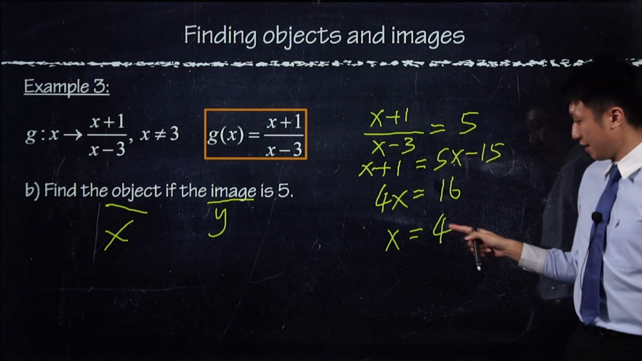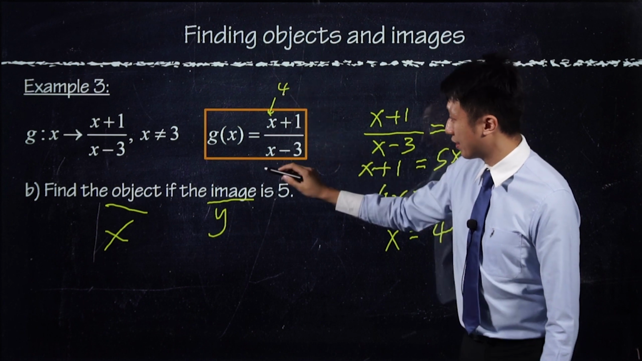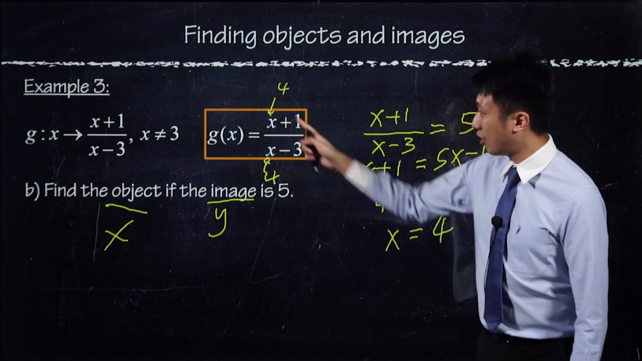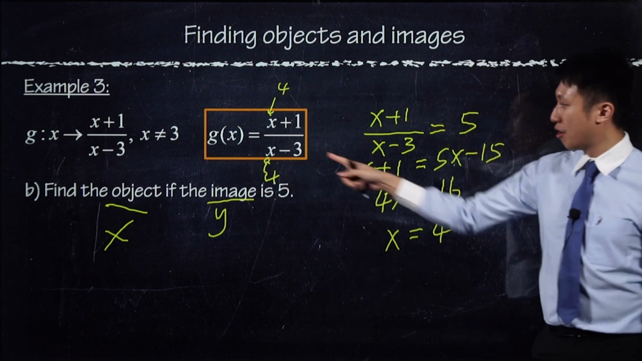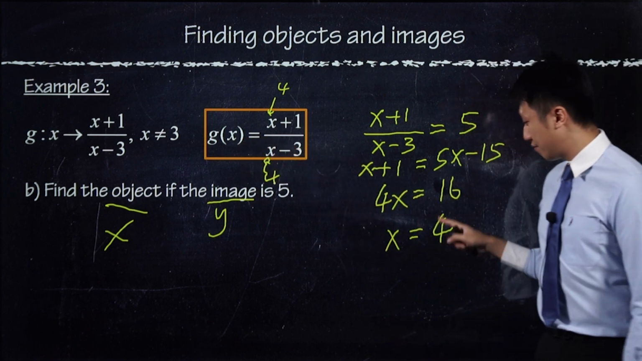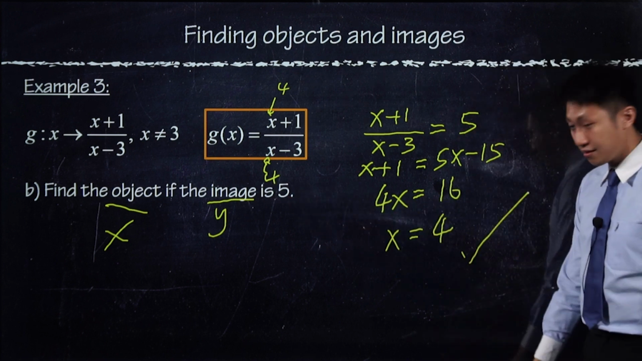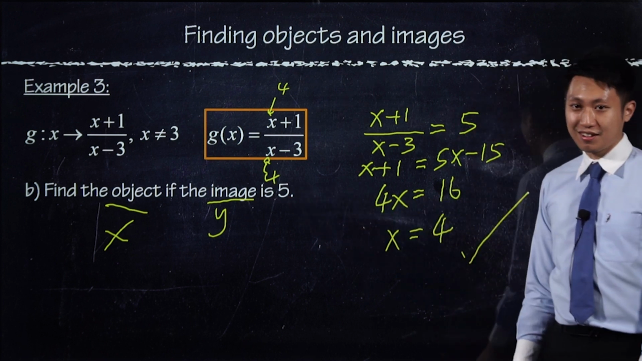Okay, let's try it. 4, you substitute here. On top, you get 5. On the bottom, you get 4 minus 3, which is 1. So g of 4 will be 5. So this is the correct answer. I do confirm it's correct, right?